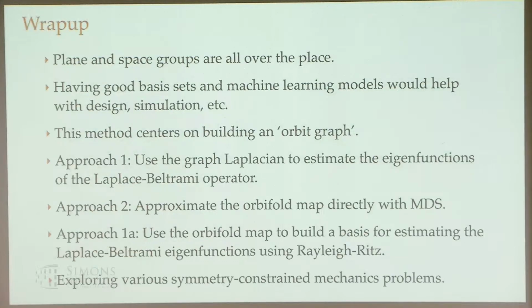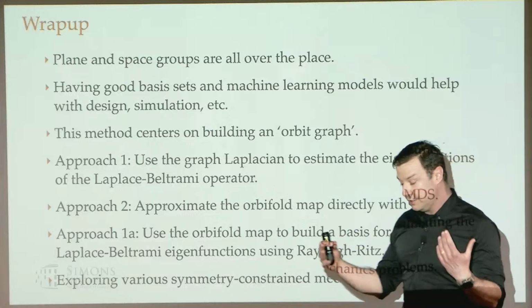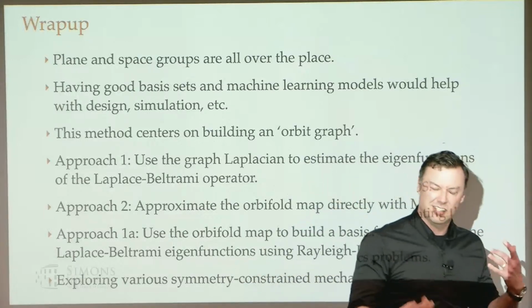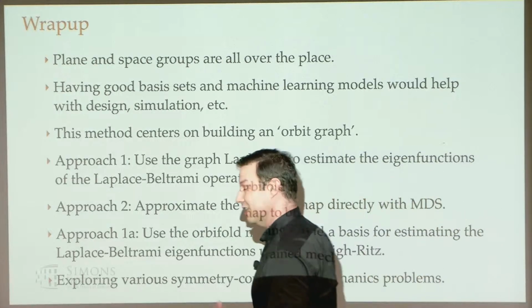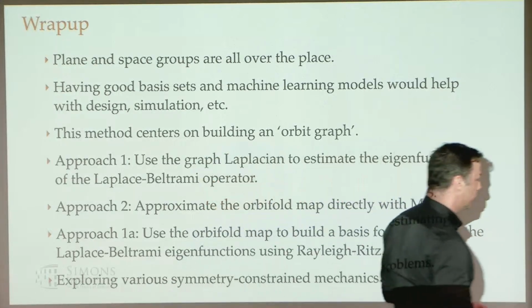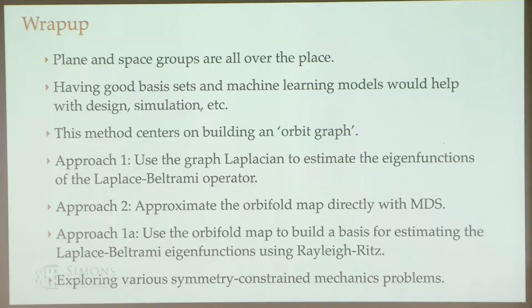All right, I'm just about out of time, so I'll wrap up here. These plane and space groups come up all over the place. It's fun to think about how we might build functions and machine learning models that have the right kind of invariance, because they seem like they might be useful for many different kinds of physical problems across different scales. It's challenging because, unlike most of the groups we deal with in machine learning, they're infinite and only locally compact. The method I told you about today centers on building an orbit graph that we're using to approximate this orbifold object.